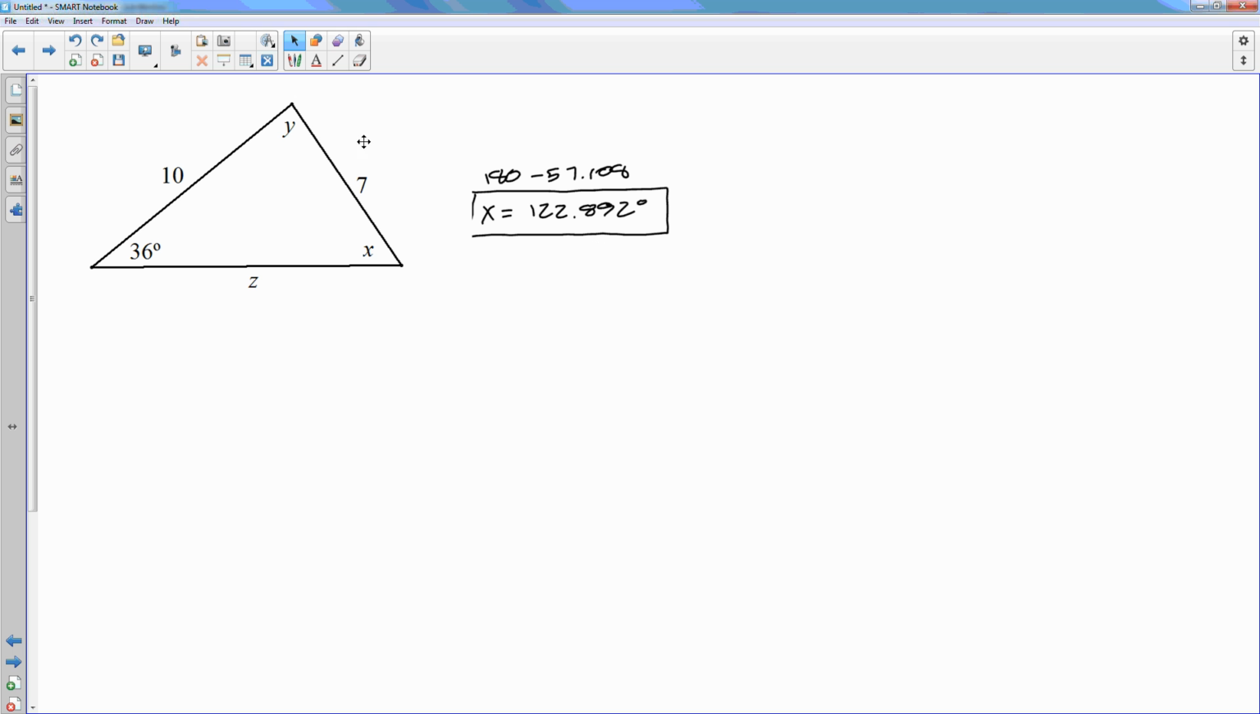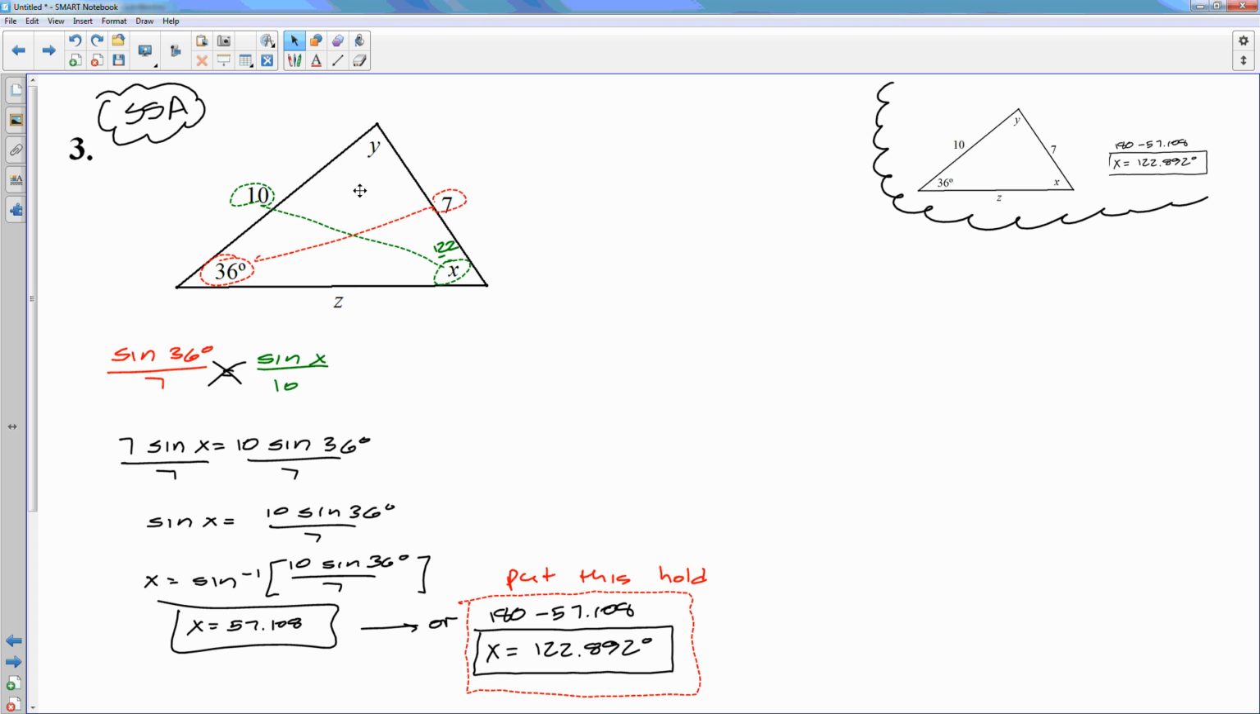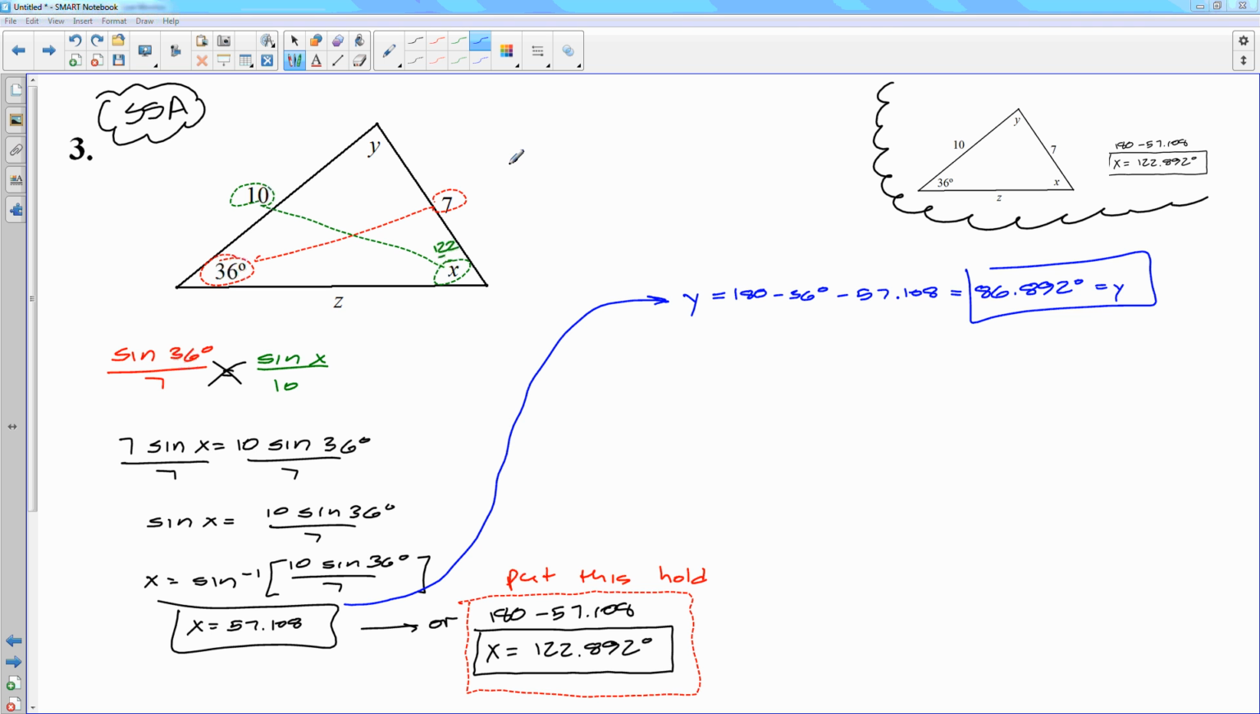The problem with this is now we actually have two triangles, and we have to solve for y and z twice. So based on x being 57.108, I'm going to solve for y. For y, we will simply subtract from 180. All right, so I got y to be 86, and I'm going to change this right here, because I'm solving this triangle with x being 57. Since y was 86, that's my largest angle. When I solve for z, I expect z to be a very large side length.